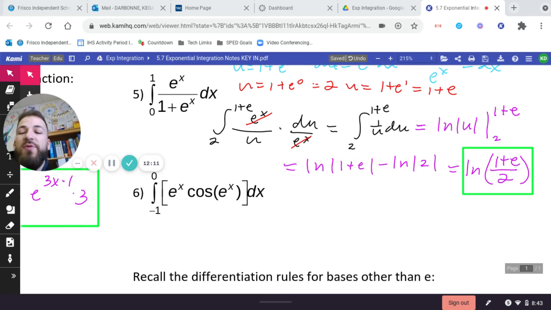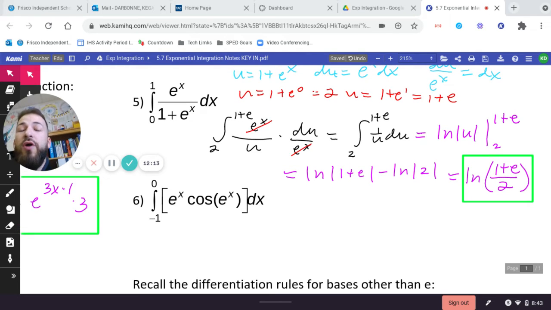Okay, go ahead and pause me real quick. I want you to try and do 6 on your own. I know it's trig, it's scary, but I'll give you a hint. e to the x is your u.